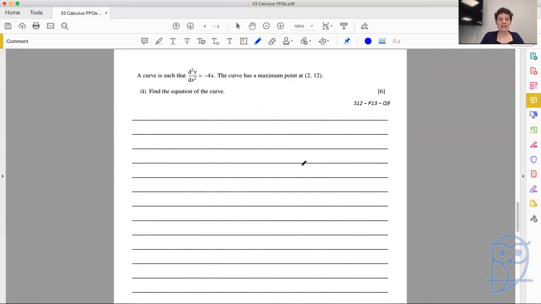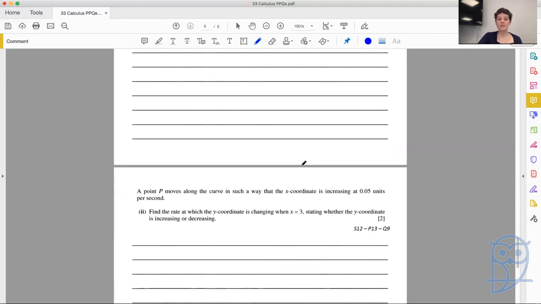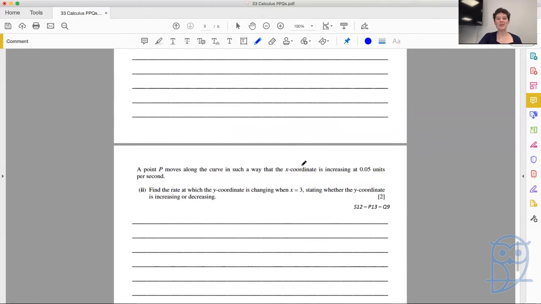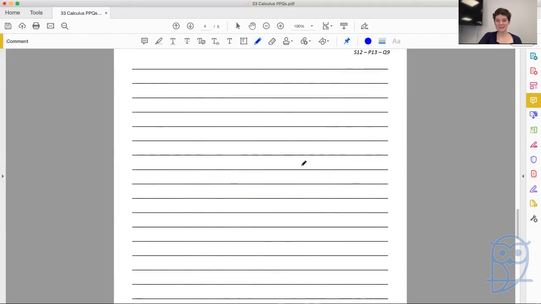A curve is such that the second derivative is minus 4x. The curve has a maximum point at (2, 12). First, find the equation of the curve, and then a point P moves along the curve. So our second part of this question is very similar to the first question that we did, but there's a few things to look out for.